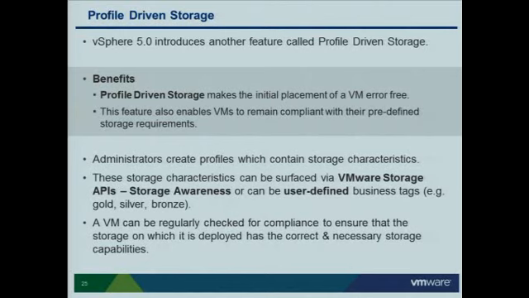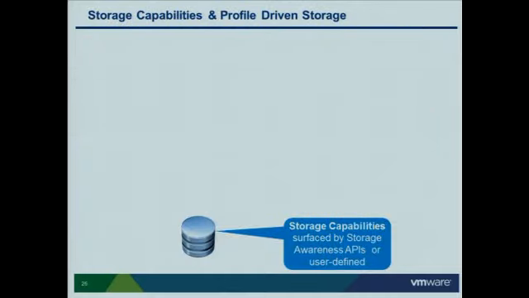If they match, you're going to see a compliance state of green or OK or whatever. But if the virtual machine is put on a data store that doesn't have the capabilities that are defined in the profile for the virtual machine, then you're going to see a non-compliant state. So essentially how it works is like this. We start off with a data store that has capabilities.